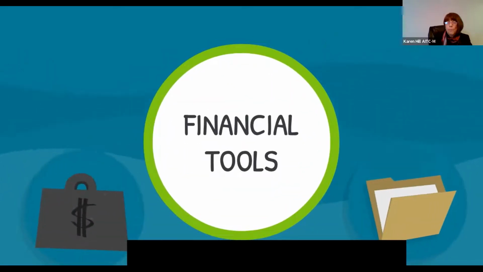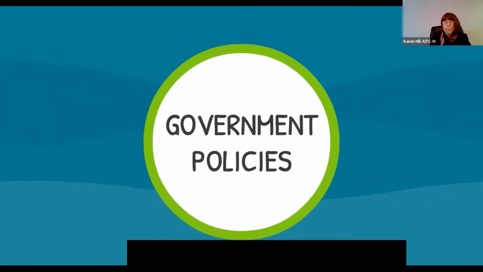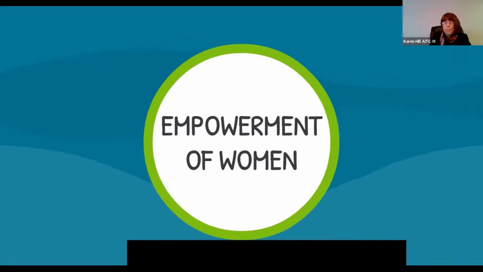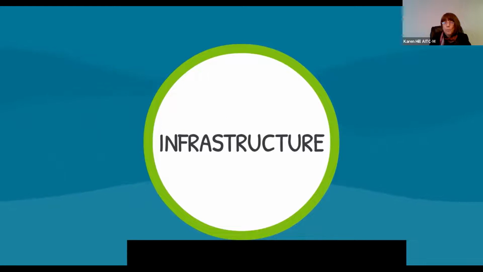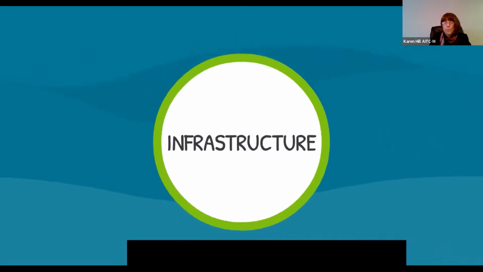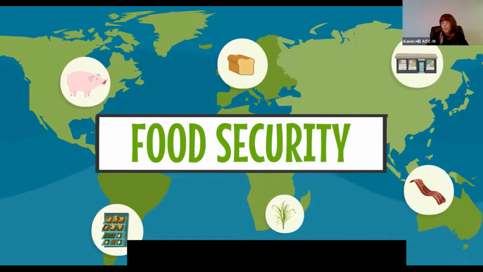Financial tools, like loans or crop insurance for farmers. Education of smallholder farms in their village or plant scientists at universities. Government policies to support and regulate agriculture and food. Research to support constant innovation and improve technology. Empowerment of women by providing equal access to agricultural resources. Infrastructure, such as roads, ships, and grain bins to store and move food from farm to consumer. Let's explore food security in your continent and the role that agriculture plays.